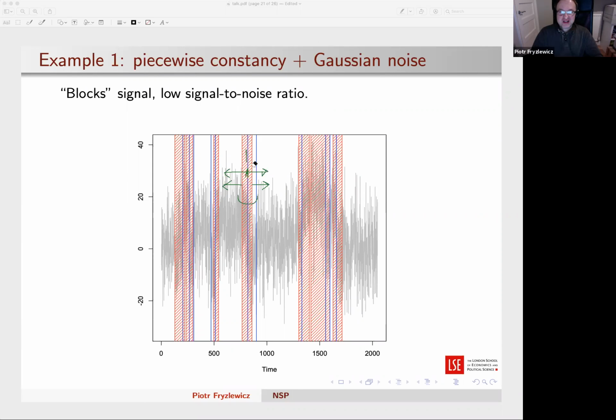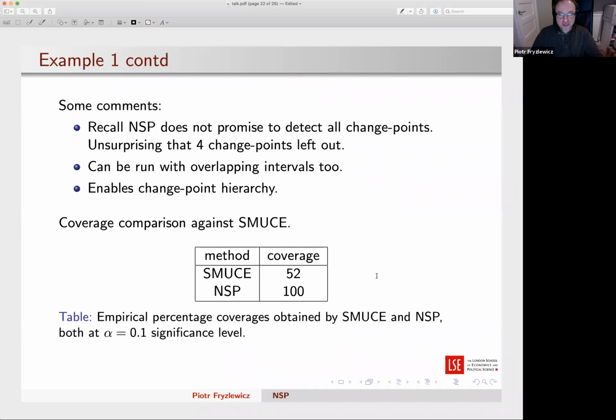Okay, I've run out of time almost, so let me go a bit faster, because there are one or two interesting things to be said. A coverage comparison: I wanted to get 90% coverage. So I wanted intervals where, in 90% of the situations, each of them contains a change point. And SMUCE gave me that in 52% of the cases. So it's well miscalibrated. I don't know what's gone wrong there. It's miscalibrated, don't trust it. Whereas NSP delivered what it promised and more.